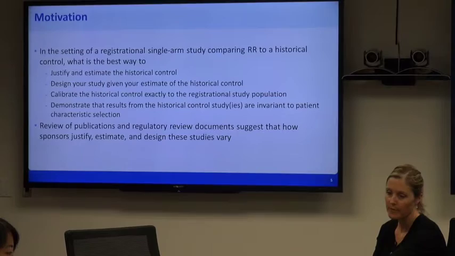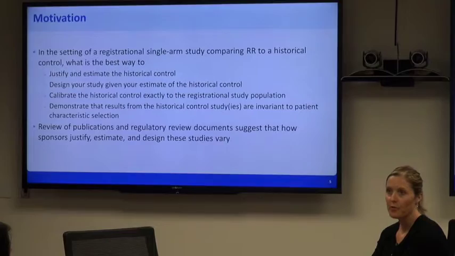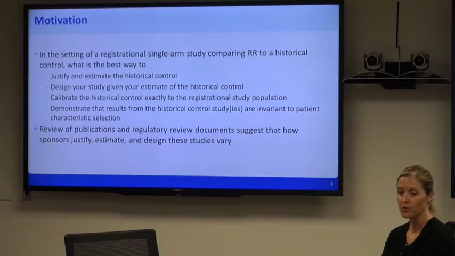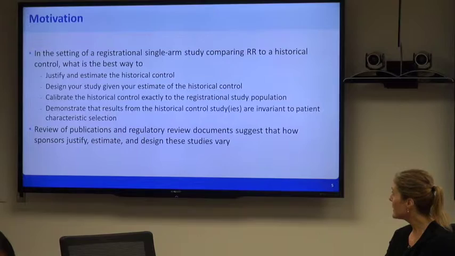Okay, so that brings us to our roadmap of what we think are the key technical things one needs to step through as you work with these studies. The first thing you have to address is the best way to justify and estimate your historical control. Once you've done that, you've got a handle on what you think the historical control rate is. How would you then use that to design your study? It seems like a simple question, but there are actually multiple ways you could do this.